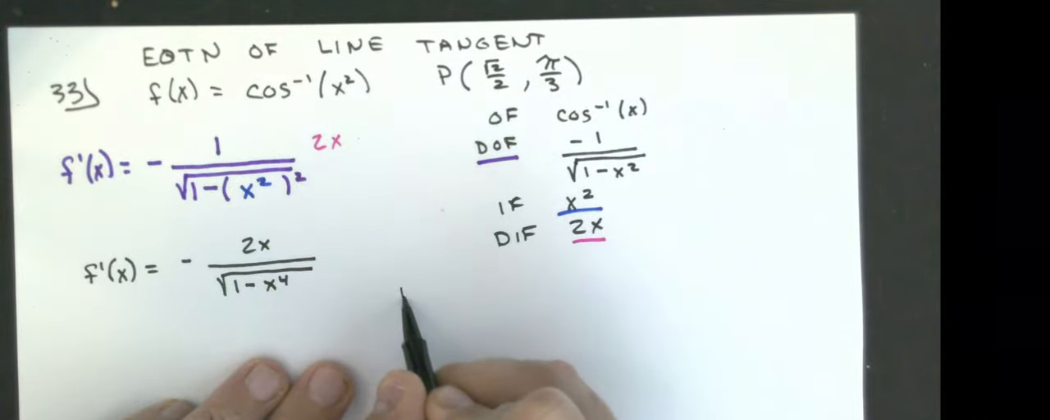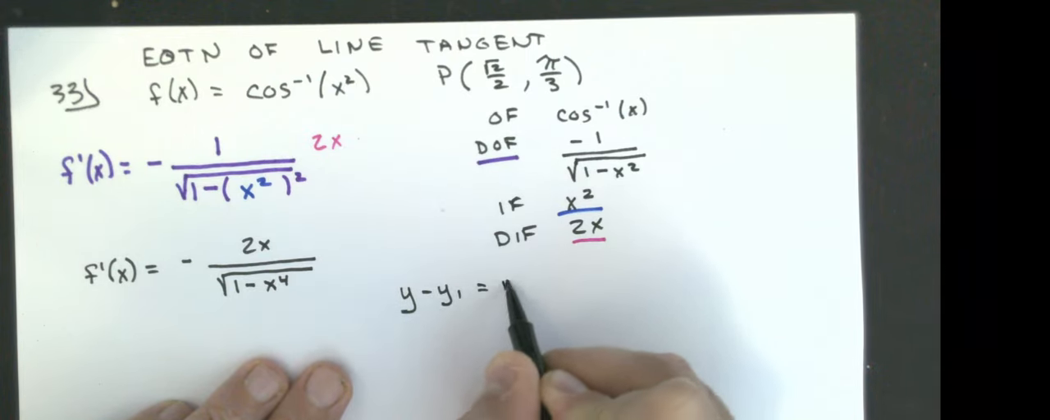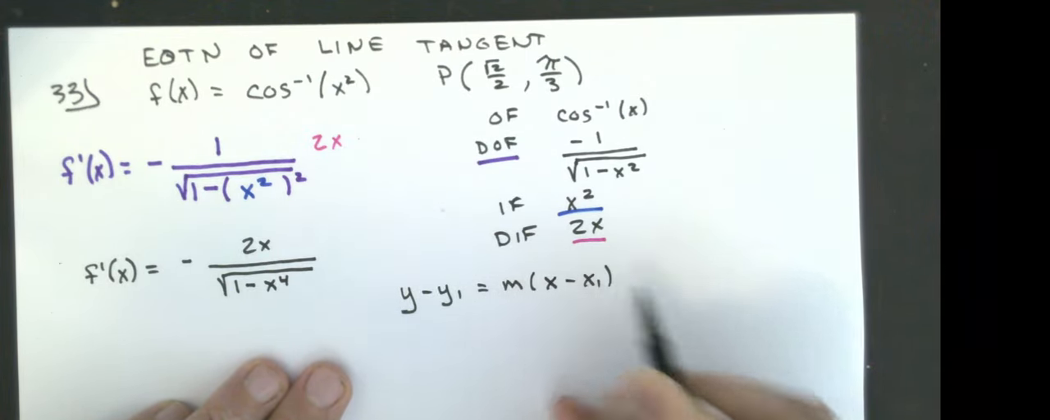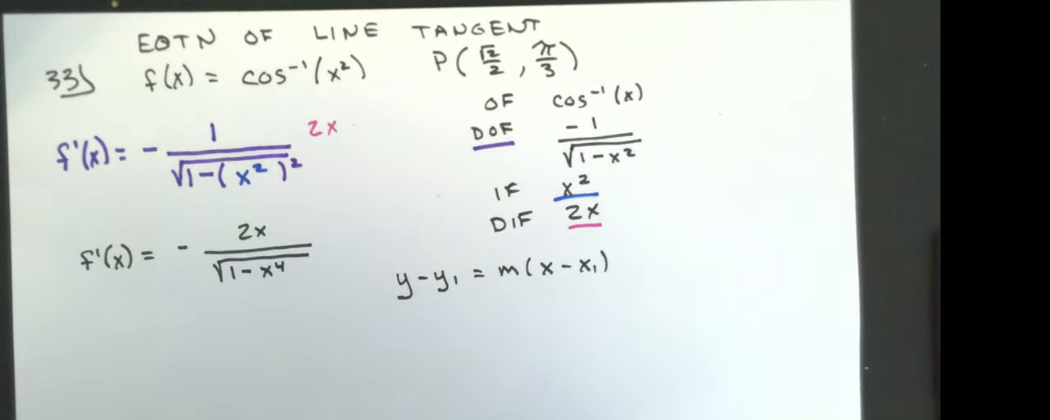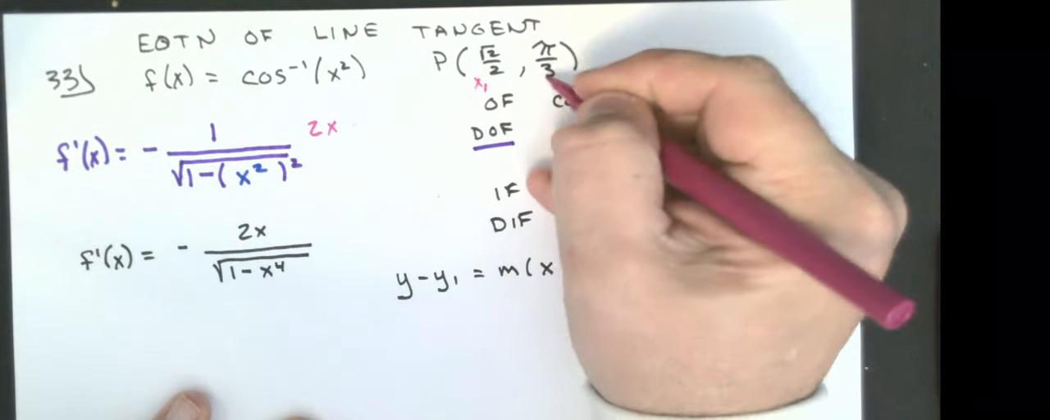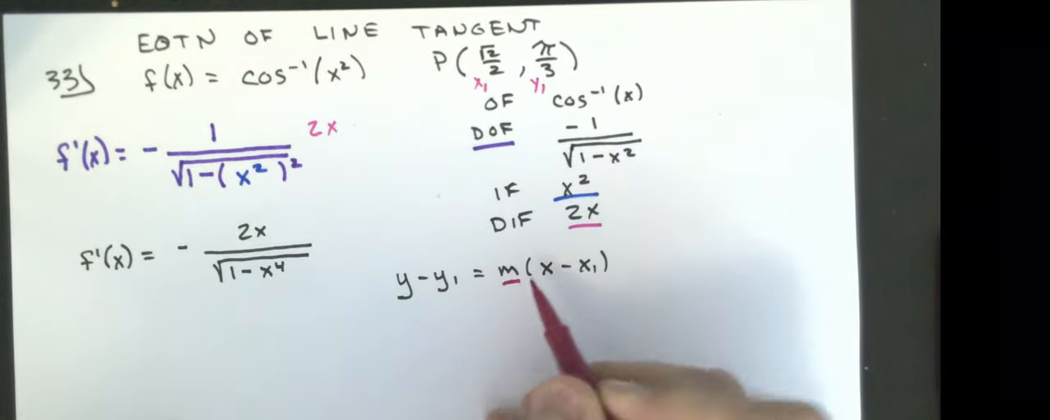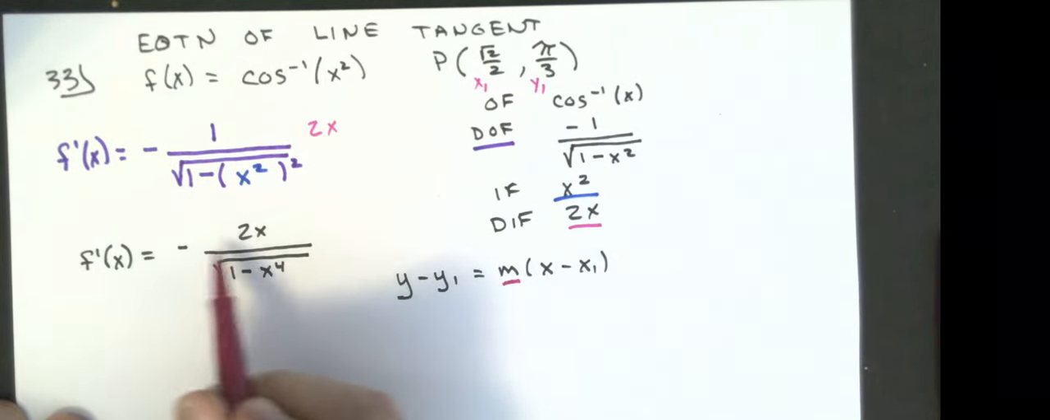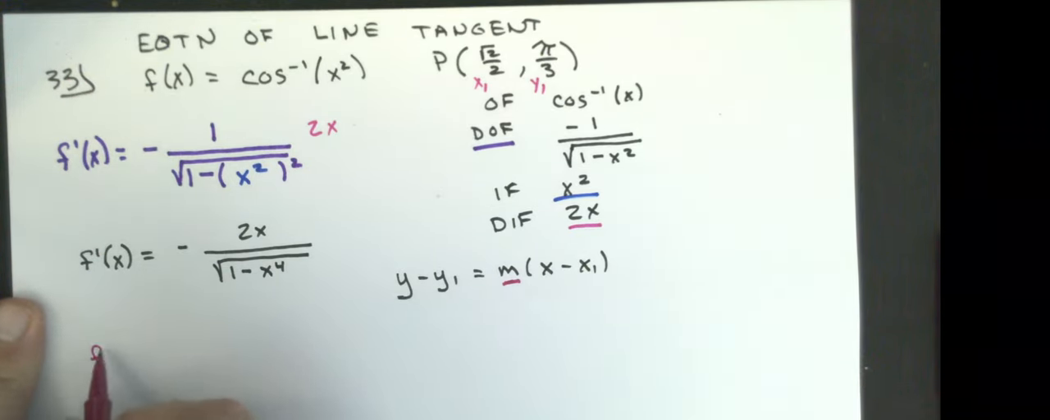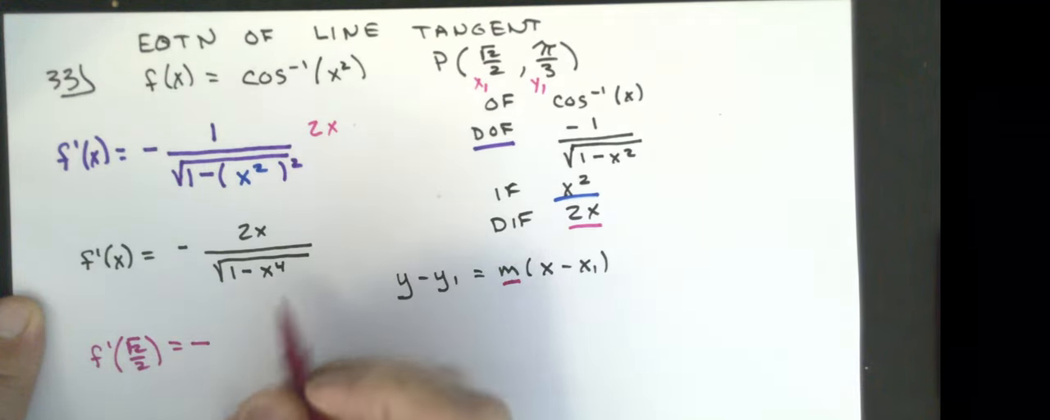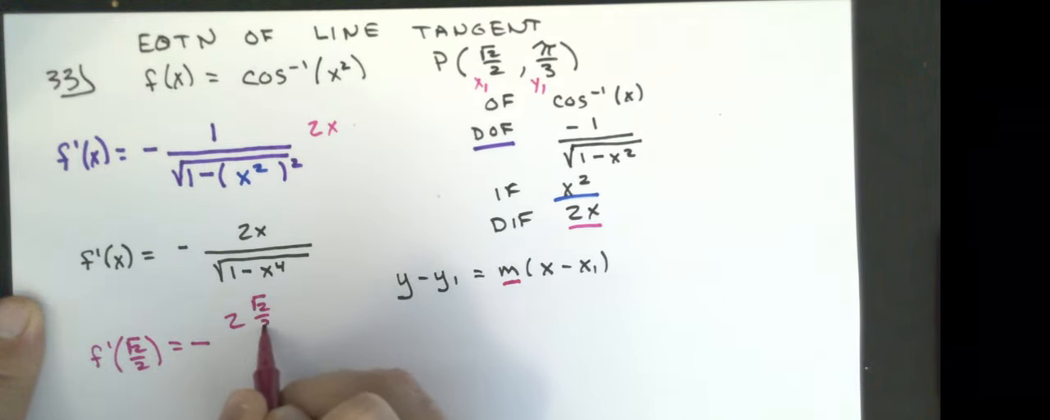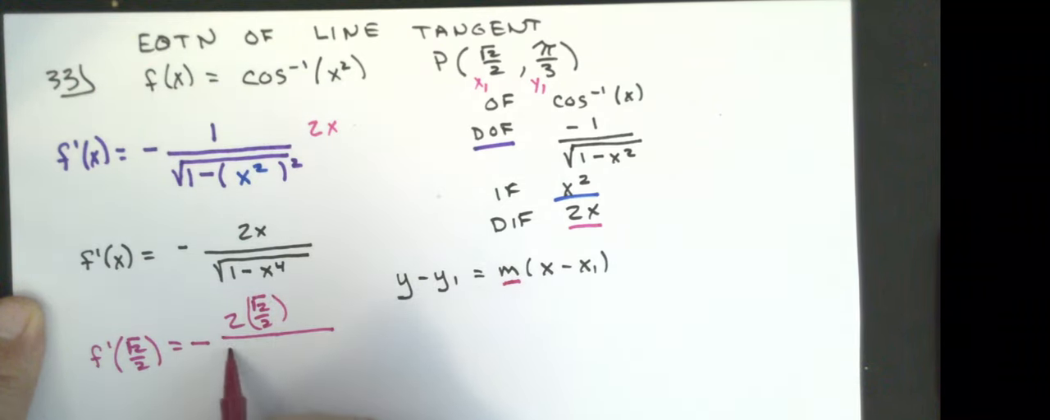What we're going to end up doing is y minus y1 equals m times x minus x1. The point, they gave me my x1, y1. Well, to get the slope, I'm going to put the x1 into this equation. So the slope at square root of 2 over 2 is equal to negative 2 times the square root of 2 over 2 over the square root of 1 minus the square root of 2 over 2 to the fourth.